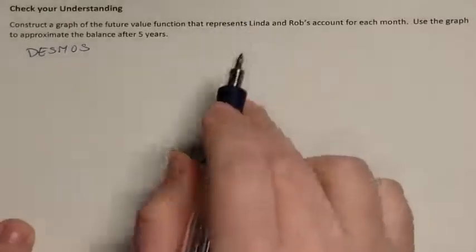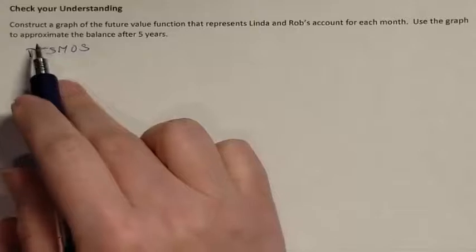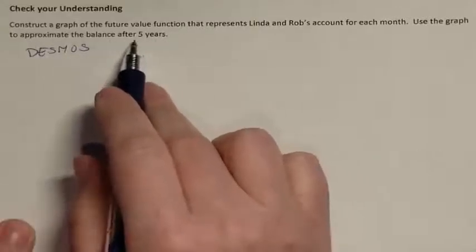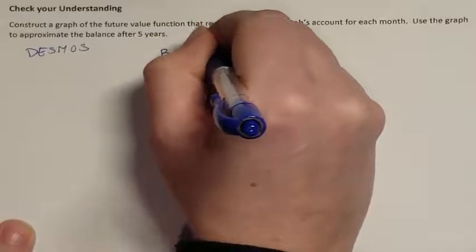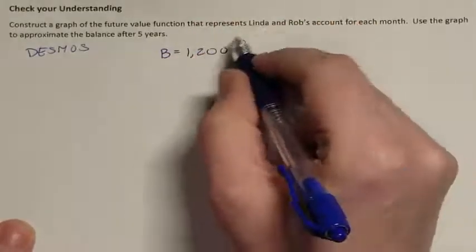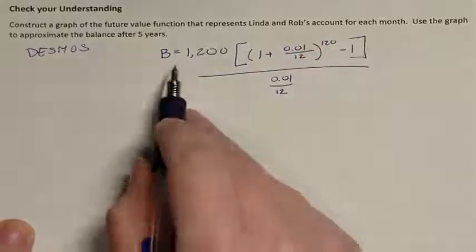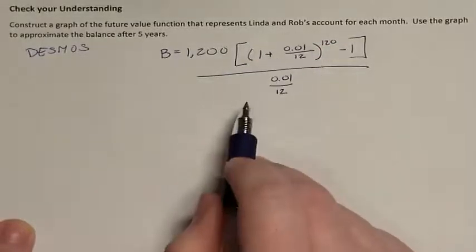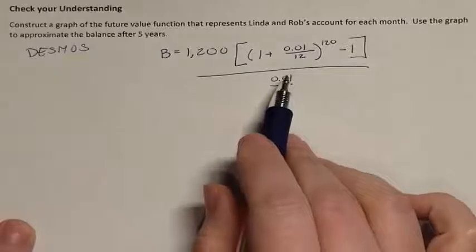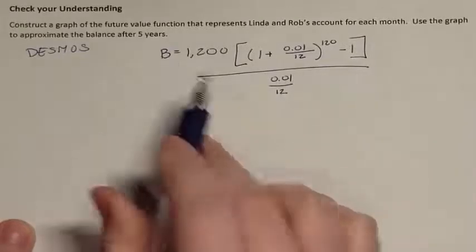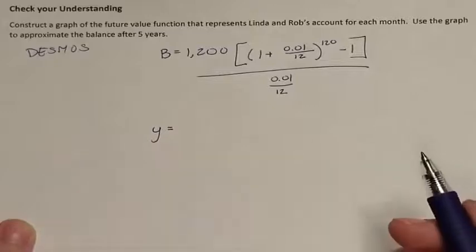They want us to take Rob and Linda's account for each month, but approximate the balance after 5 years. So this was the account that we had for Linda and Rob. This was the equation we did, but it's telling us to graph this. So I need this to be an equation where we have a y equals. So my B is no longer a B. It's going to be a y equals, and we need an x in here.